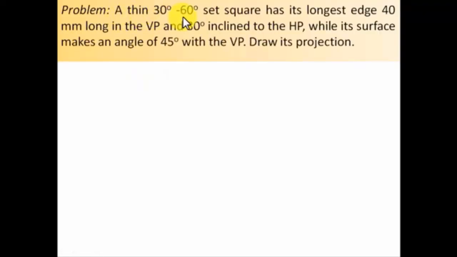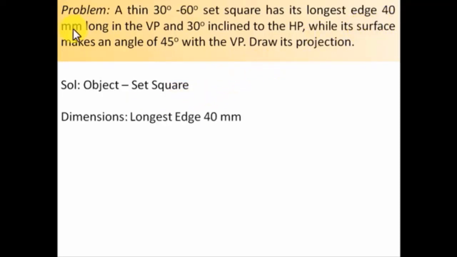A thin 30 degree 60 degree set square has its longest edge 40 mm long in the VP and 30 degrees inclined to the HP, while its surface makes an angle of 45 degrees with the VP. Draw its projection. Alright guys, so the object in this case is obviously a set square, and the dimension of the longest edge has been given as 40 millimeters.